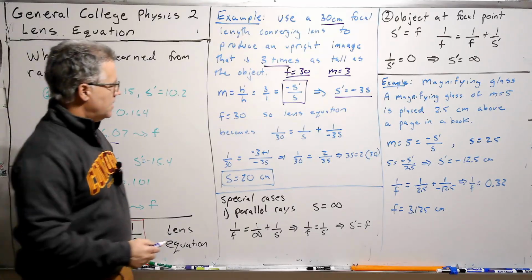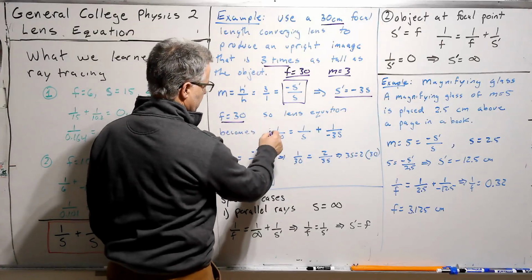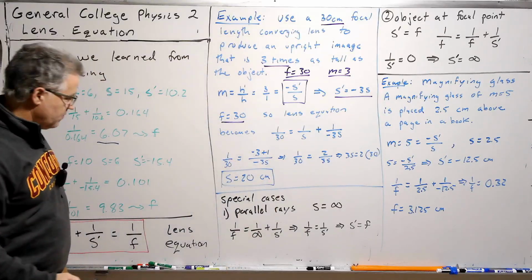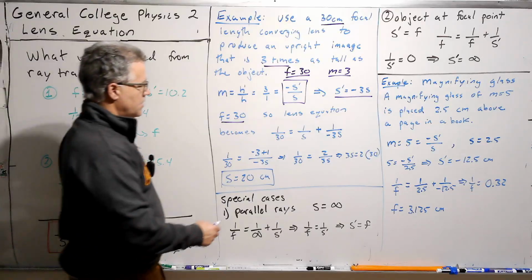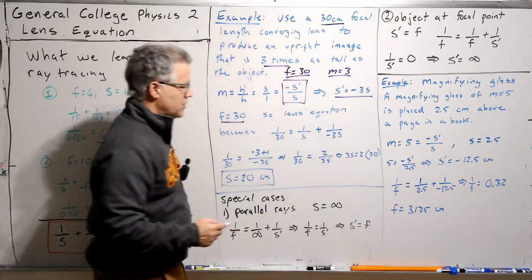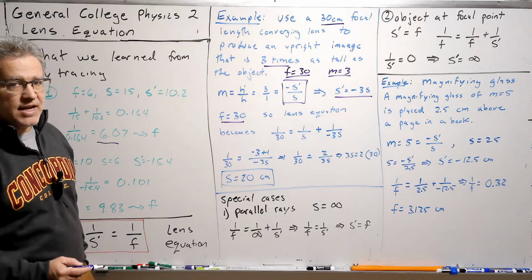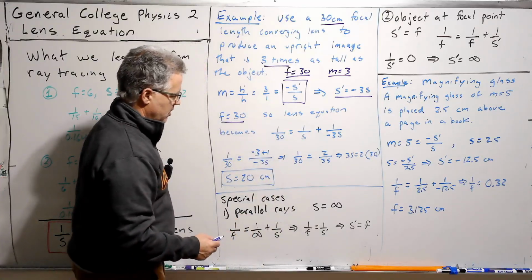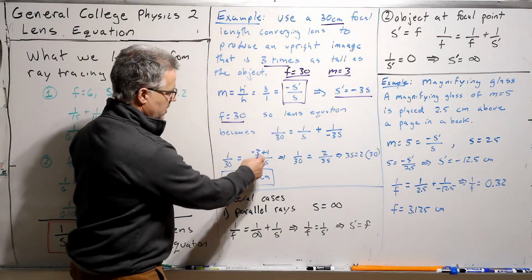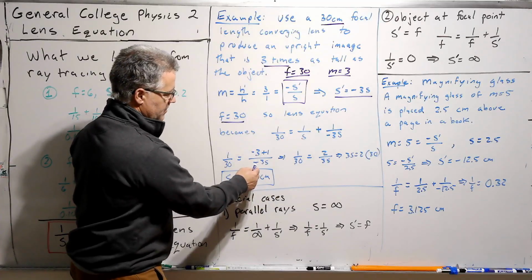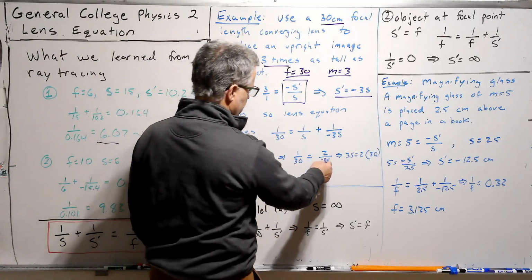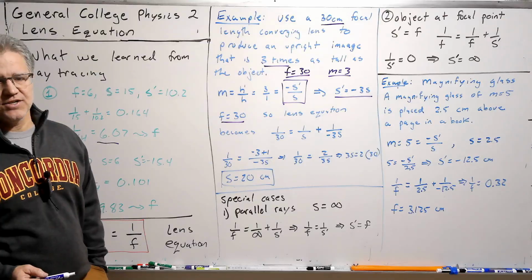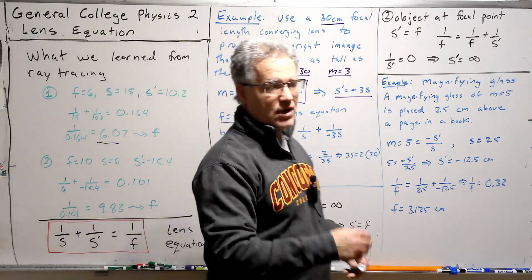F is 30, so the lens equation becomes 1 over 30 equals 1 over s plus 1 over s prime, but we said s prime was minus 3s. So that eliminated one of the variables here. All we need to do now is solve for s. So we put this over a common denominator and then simplify and solve, and we get 20 centimeters. I encourage you to try this with the ray tracing.